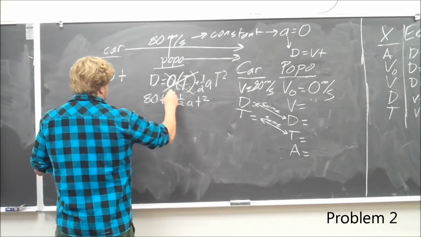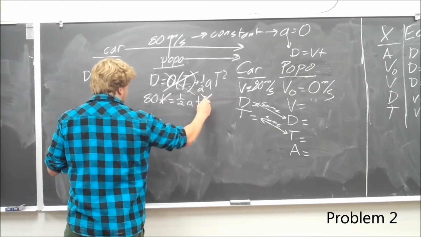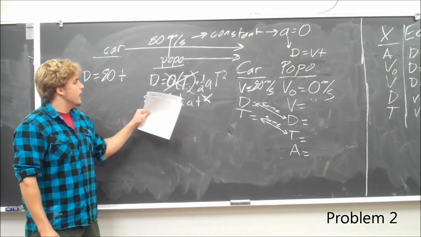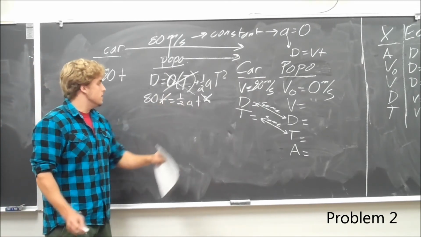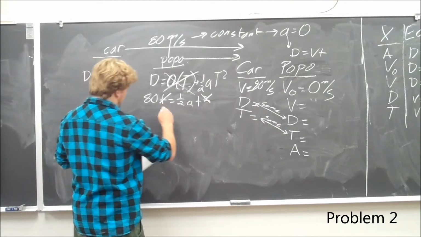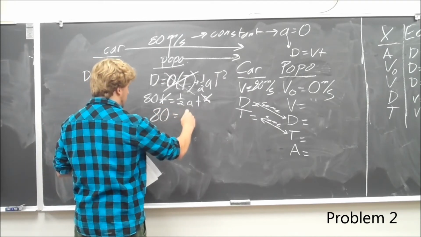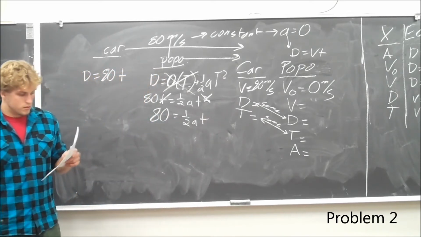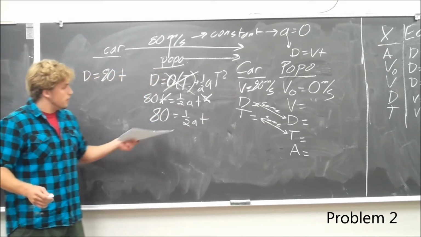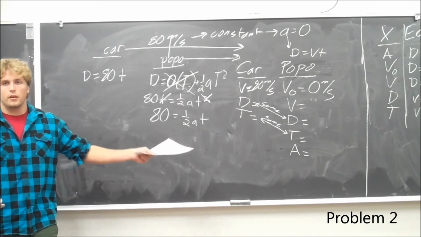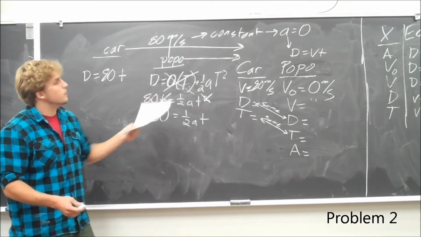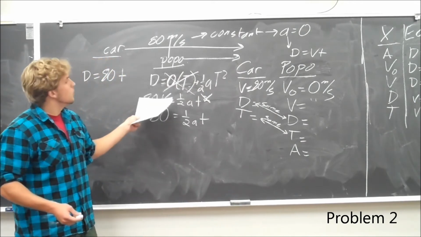So let's divide by t. Now we have 80 is equal to 1/2 at. That looks pretty simple. It looks like maybe I can go somewhere with that. So let's look for another equation now. We got 5 to choose from. We used one of them.